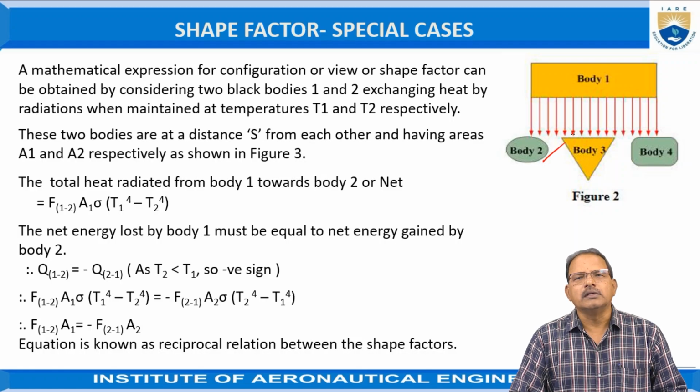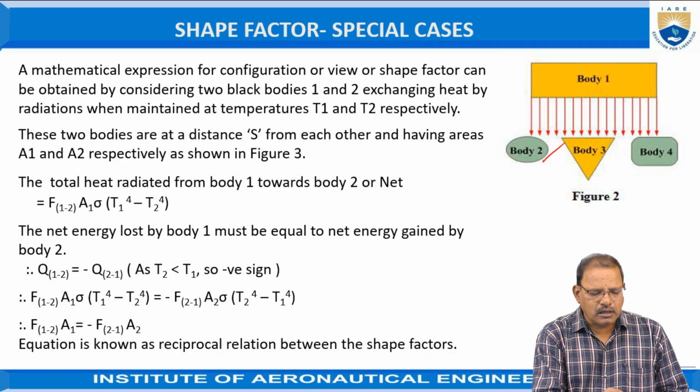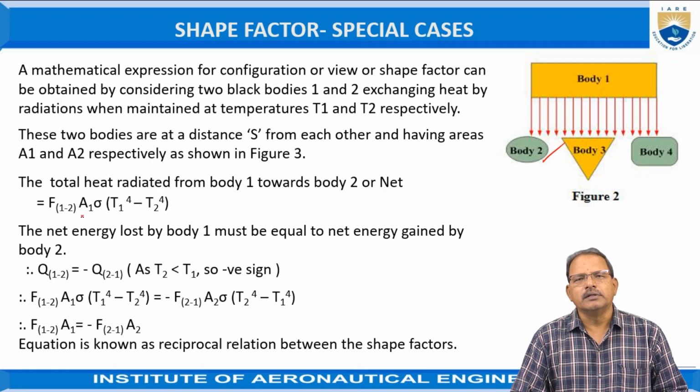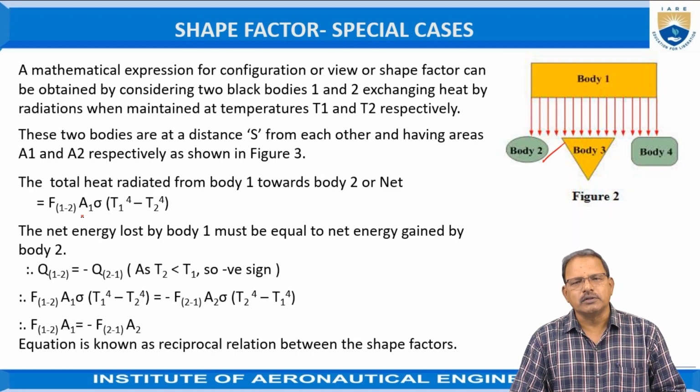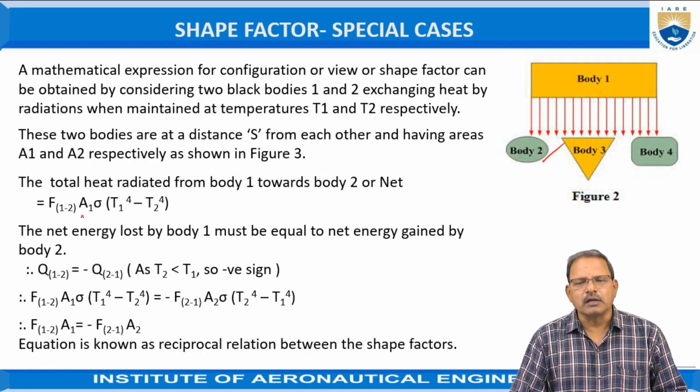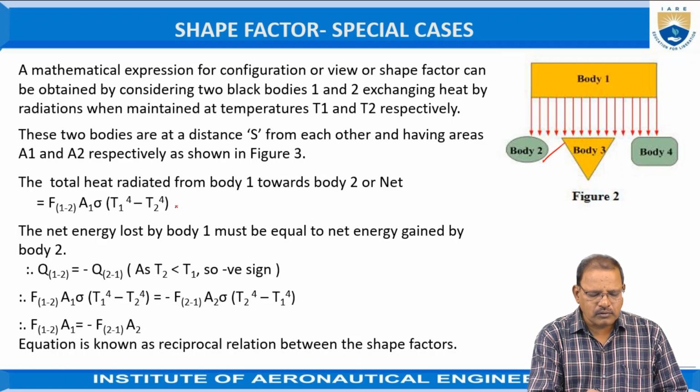So, the total energy radiated from body 1 to body 2 is given by F12, the shape factor from 1 to 2, that is, energy flowing from the first body to the second body, multiplied by A1 into sigma of T1 to the power of 4 minus T2 to the power of 4.